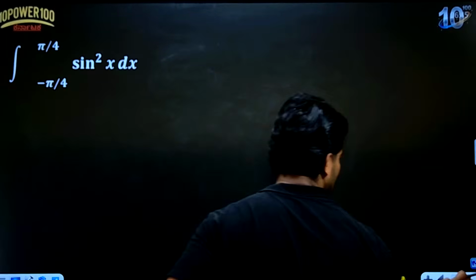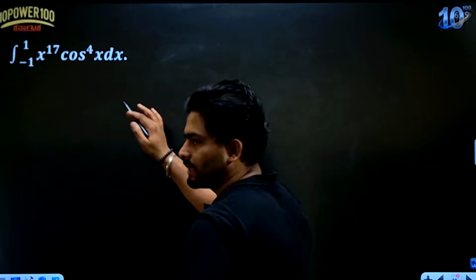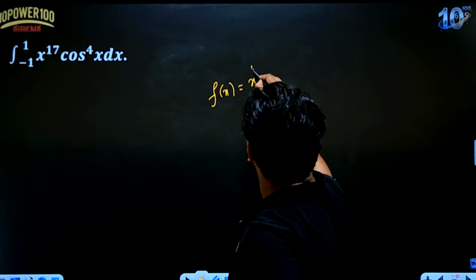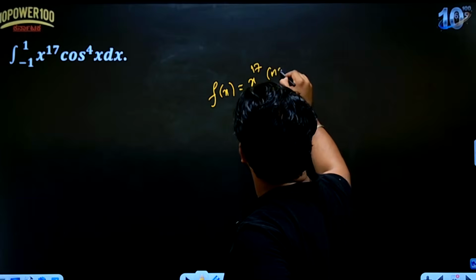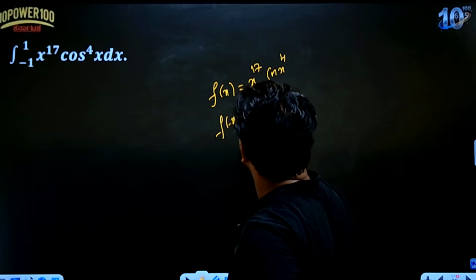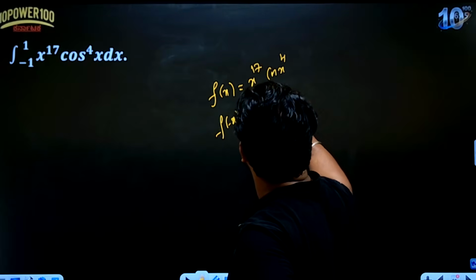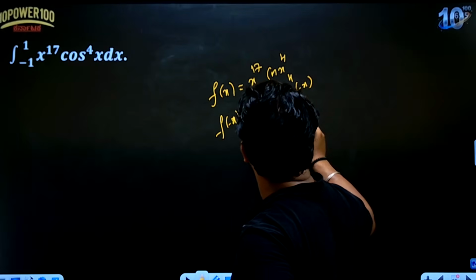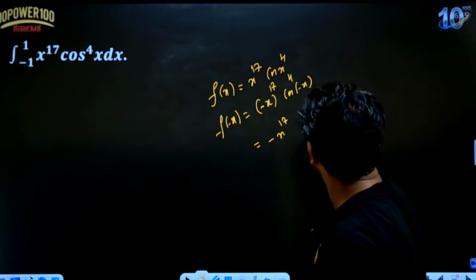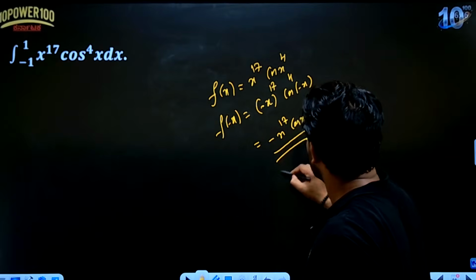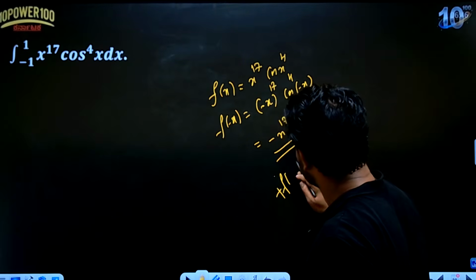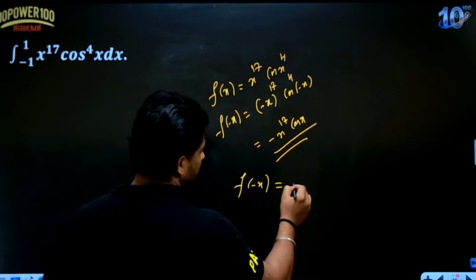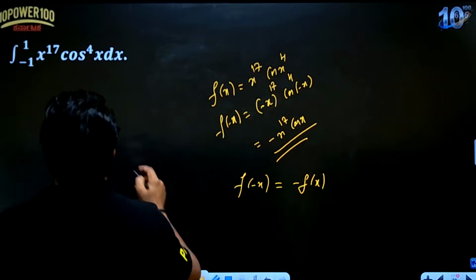Okay, this one is a little different. I'll just clear this one. Okay, this is also property number 7. f of x is equal to x to the power 17 into cos x to the power 4. Now replace, f of minus x is minus x to the power 17 into cos of minus x to the power 4. So this becomes minus x to the power 17. Cos anyhow won't leave the minus outside, right? So it becomes cos x, that means f of minus x is equal to minus f of x. I'm so sorry, now it is looking like this. So this is also 0.